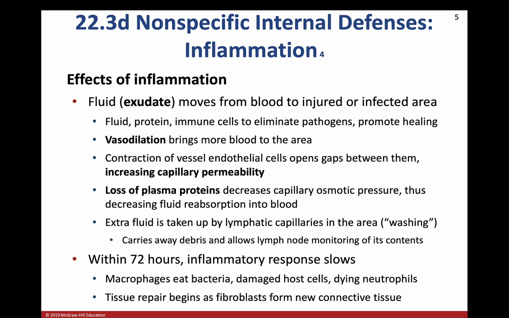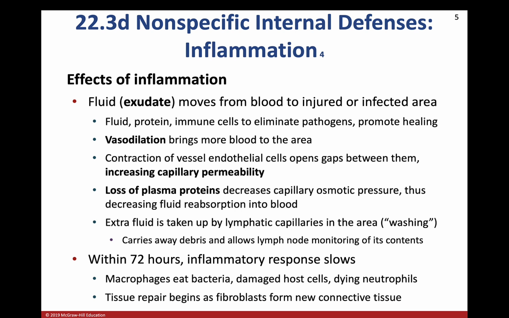Now, the extra fluid is taken away by lymphatic capillaries in the area. So think of it as a washing or cleaning up at the site of injury. What's happening here is the carrying away of debris, and it allows lymph nodes to monitor its contents.